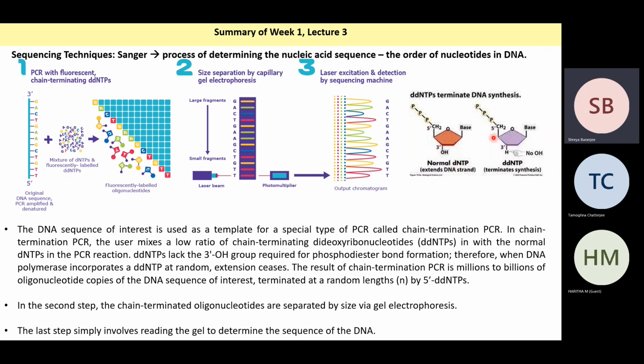In the second step, these different oligonucleotides are separated by size via gel electrophoresis. So they are passed through a gel, and in the gel, the large nucleotides will move slowly, so they will remain on top, while the small nucleotides will move fast and they will be separated. So after this size separation, the last step involves reading the gel to find the sequence of the DNA.